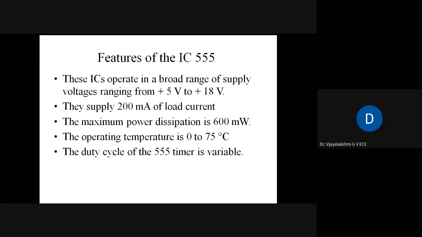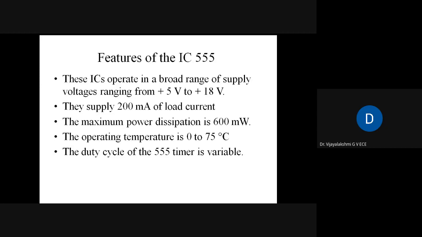If you want to know some more details of the features, you have to get the data sheet of this IC, which is provided by the manufacturer. So you will have the complete details about the IC, how to use it and the different configurations. So here I'm going to just list some of the features.